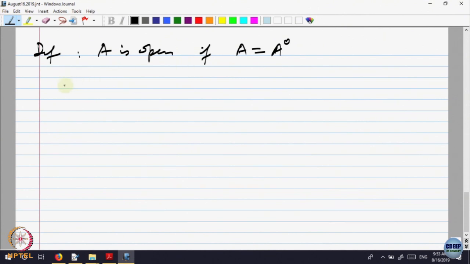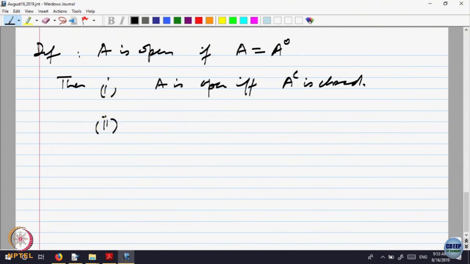So, if this is a definition, then A is open if and only if A complement is closed. Okay, so let us look at some properties.